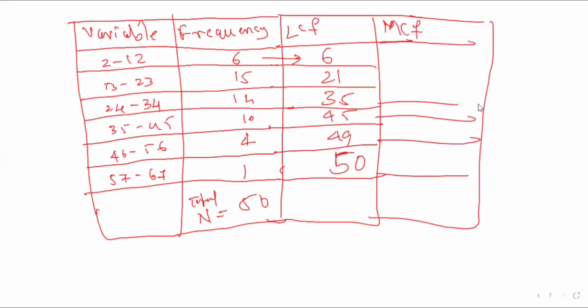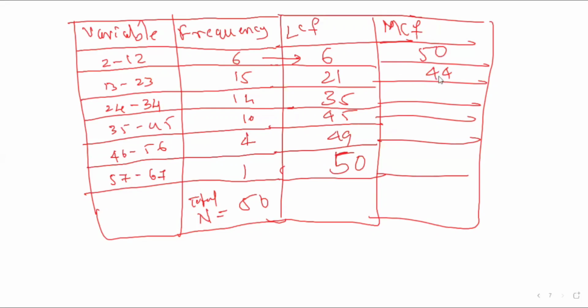Then how do we find out more than cumulative frequencies? More than cumulative frequencies are numerical values, or frequencies, which are more than lower limits. See, more than 2. Here the lower limit is 2. More than 2 means all frequencies, so here 50. More than 13: 2 to 12 we have 6, so for more than 13 we just need to subtract 6. That is 44. Right. So to find the MCF value, 50 minus 6.